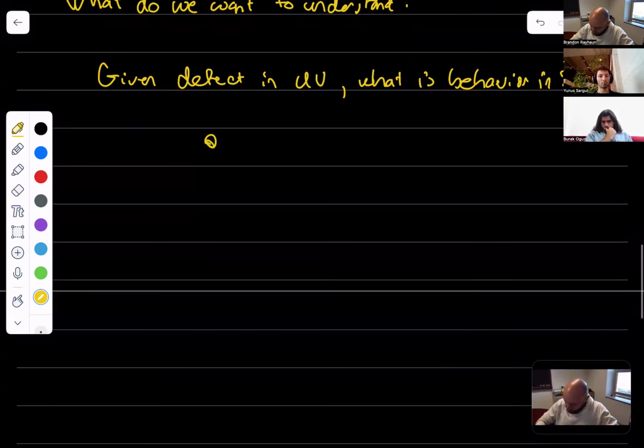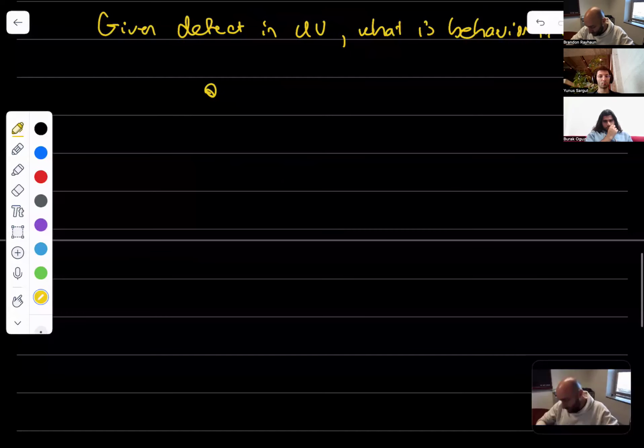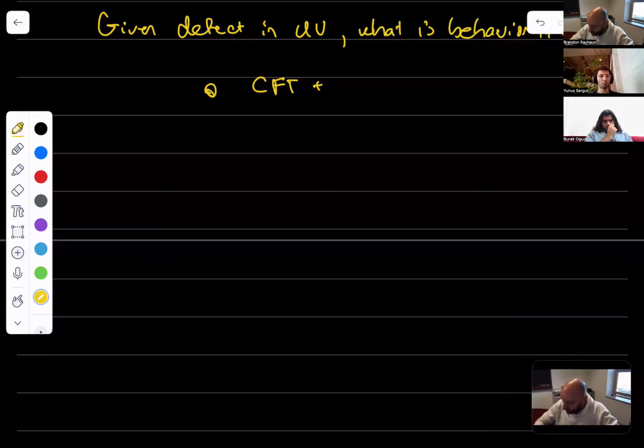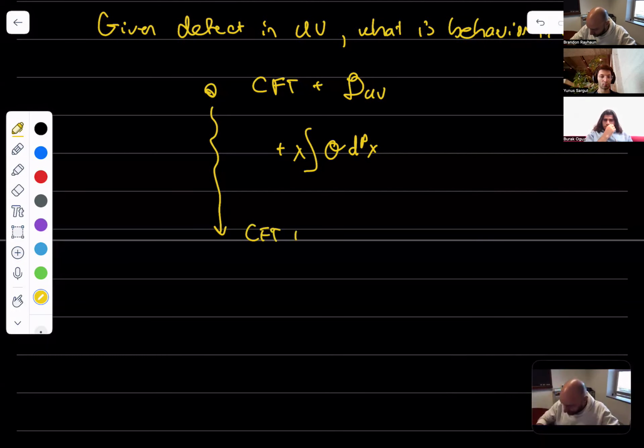In other words, people sometimes draw the following picture. You have some CFT plus some defect in the UV, and you trigger an RG flow by adding some kind of local operator along the locus of the defect. And at long distances, you should expect to get some defect in the IR. And the question is, what does this look like?